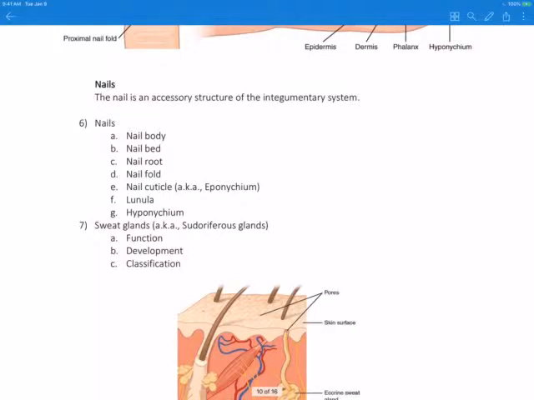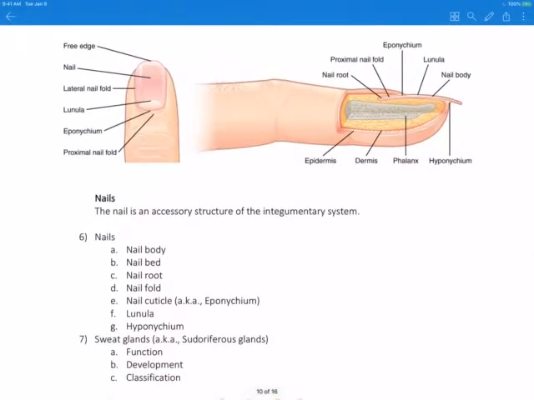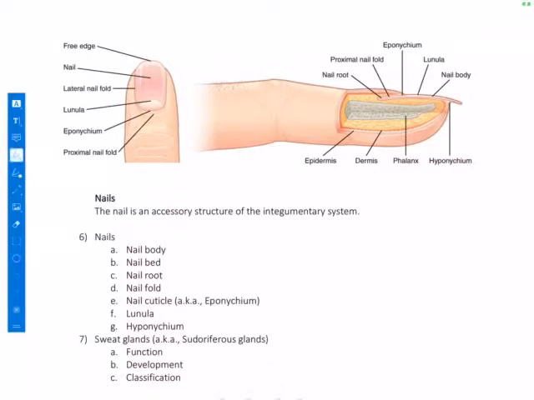Okay, nails. Now, nails are also an accessory structure of the integumentary system. Nails have a nail body, which you can see in this picture right here, the nail body. The nail body is formed on the nail bed, and it basically functions to protect the tips of the fingers and the toes. It forms a back support for picking up objects.